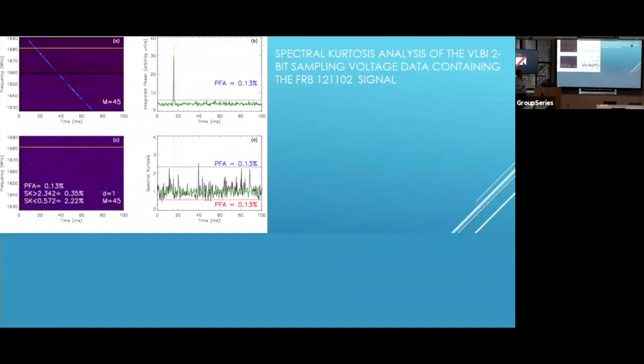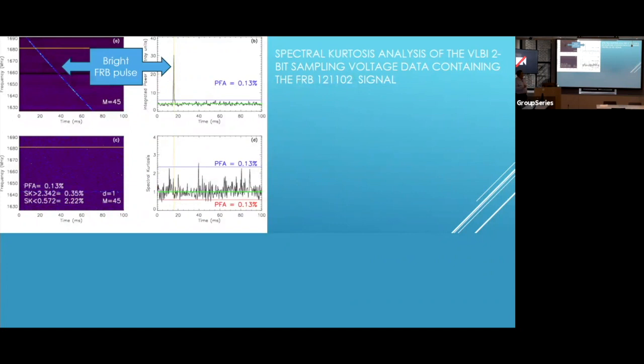This is FRB data, a very bright pulse. And you see it in the spectrum. If you cross the spectrum at this frequency, you can see a clear peak and flat background. Now, what is important about this data is that when you compute spectral kurtosis for it, you see nothing, except for RFI, which is here.